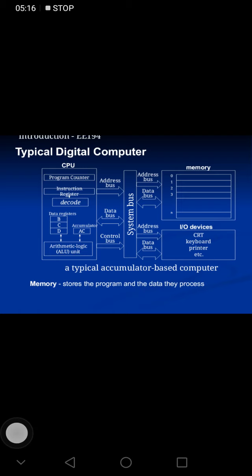Now dito tayo sa memory. Memory stores the program and the data they process. Lahat naman siguro ng machines has a memory. Basically its definition, it stores the program, it stores the data, and stores the data that has been processed. I/O devices transfer information between the computer and the outside world. Yun yung I/O devices, yun yung sinabi ko sa inyo kanina.